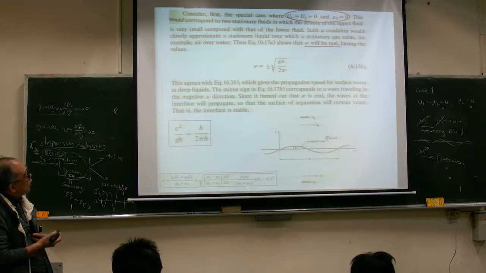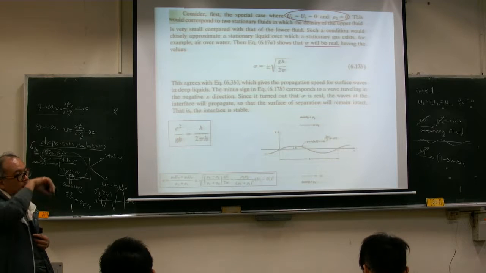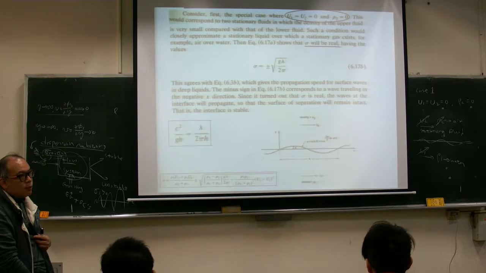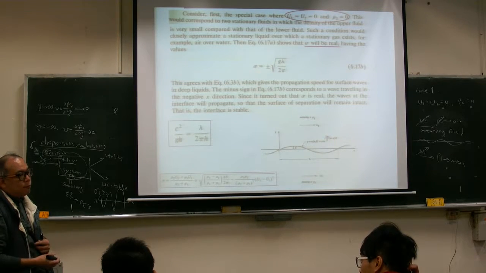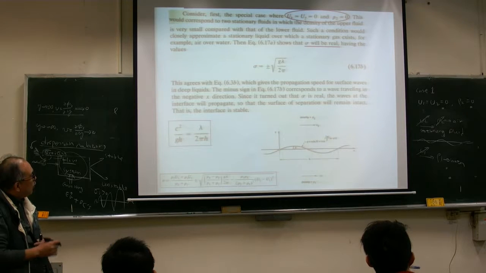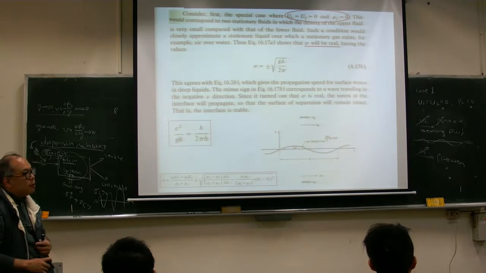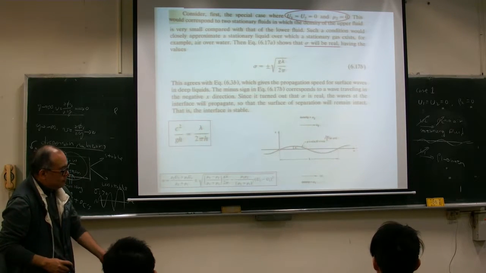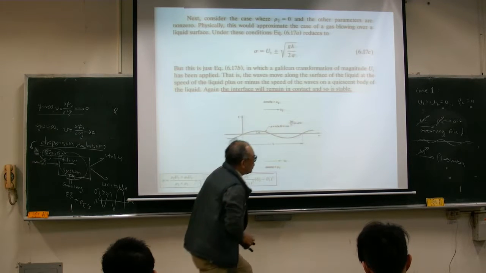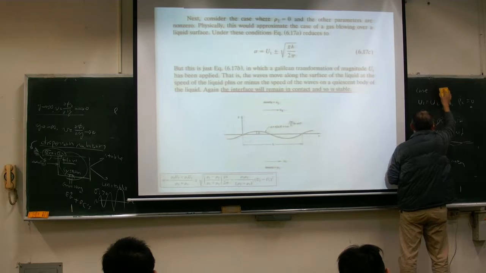And this flow is stable, because our sigma i is 0. The perturbation just propagates for this case. So this interface is stable. This is case 1. Let's try case 2. What's case 2?